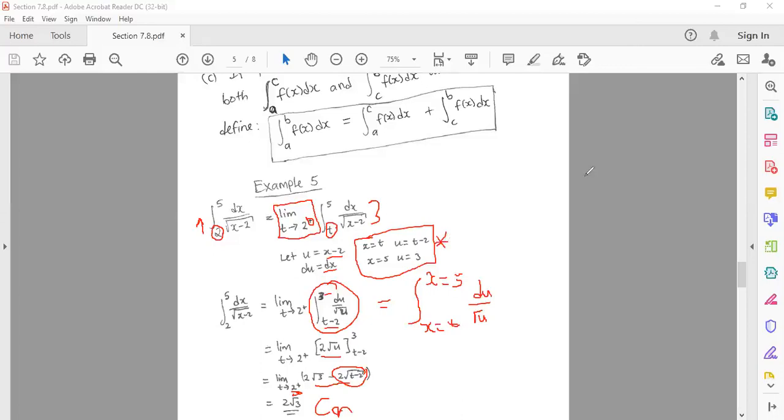Someone say explain why u is t minus 2. Let's see. Our substitution is let u be x minus 2. The lower bound is x equals to t. When x is t, if I put t here, what do I get? I get u is t minus 2. And when x is 5, if you put 5 in this u substitution, you get 3. That's the reason why we move from t minus 2 all the way to 3. It's just change of bounds using this u substitution. All right. Hope you're happy now.